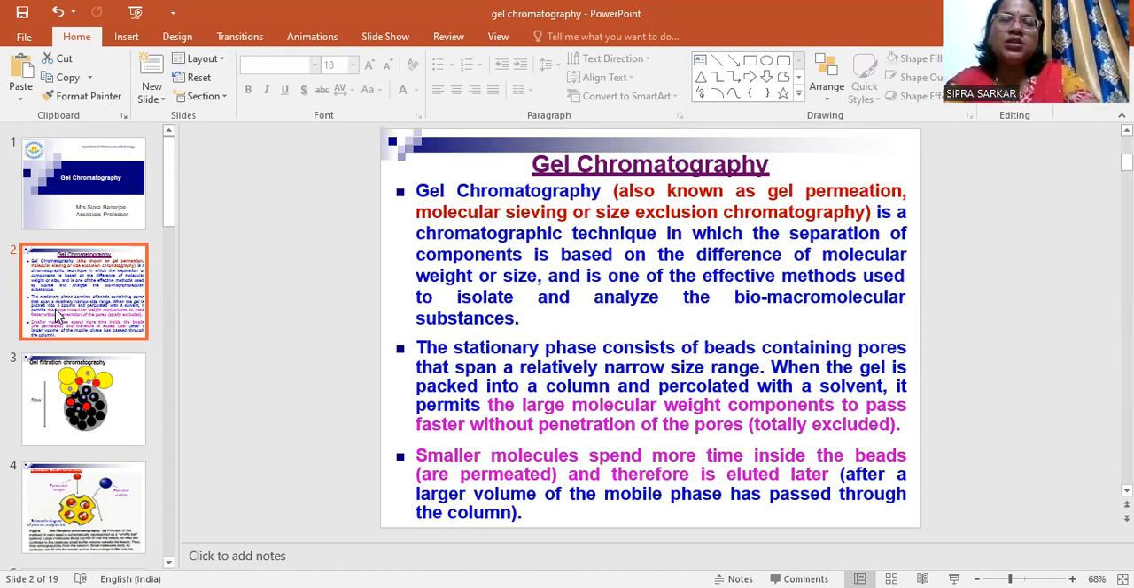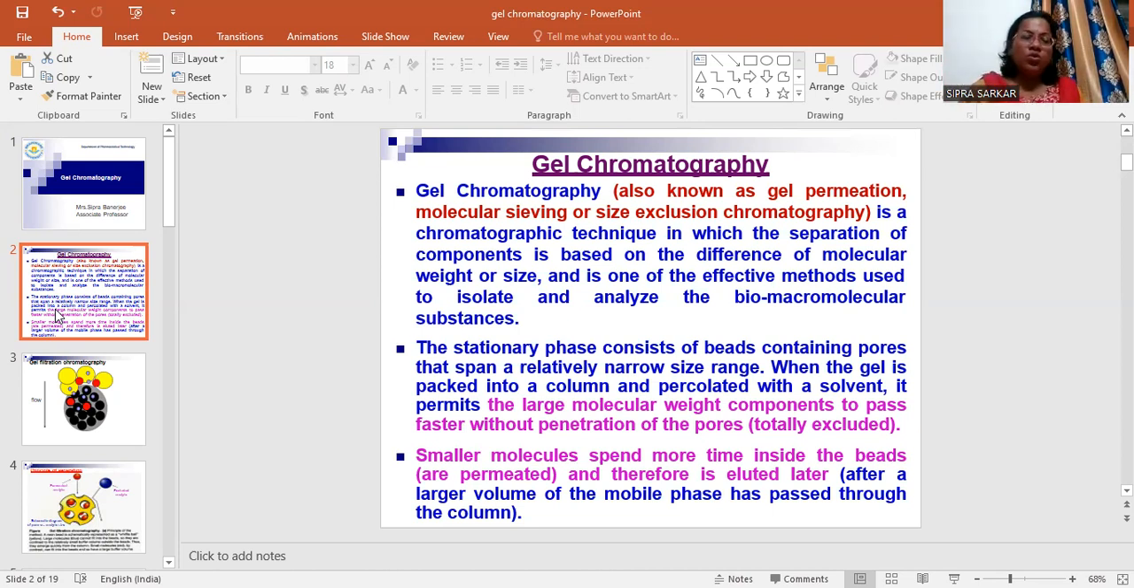The stationary phase consists of beads containing pores that span a relatively narrow size range. That means the stationary phase will consist of beads containing pores, and the beads contain pores spanning a relatively narrow size range. That means they will absorb compounds of some narrow size.